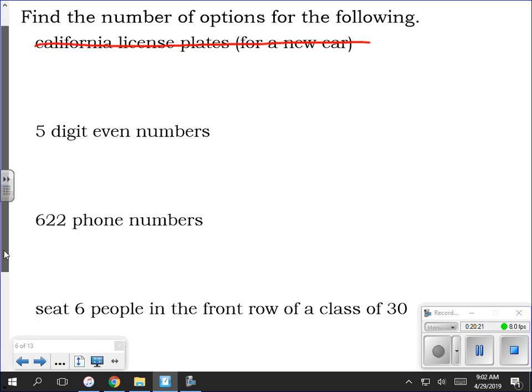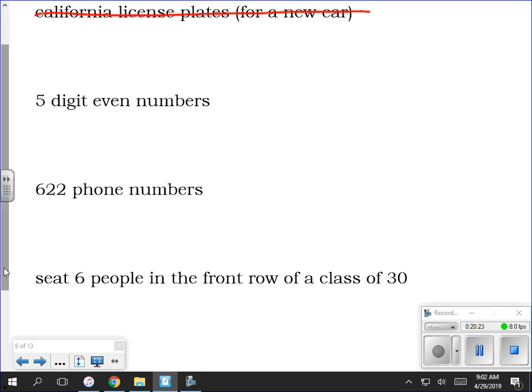So, next one. 5-digit even numbers. So I have a 5-digit number: 1, 2, 3, 4, 5-digit even number. How many choices do I have for the first digit? So I'm writing out numbers, like 30,248. How many choices do I have for that first number?